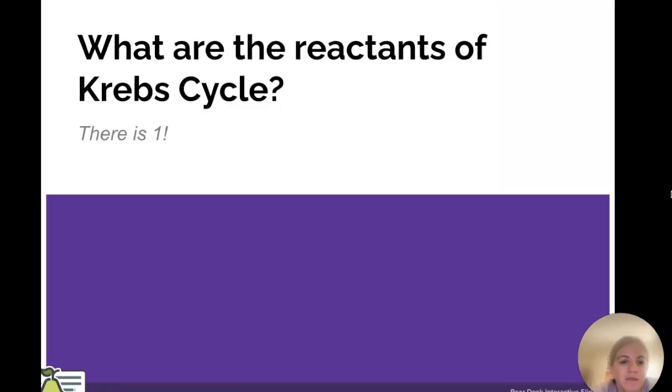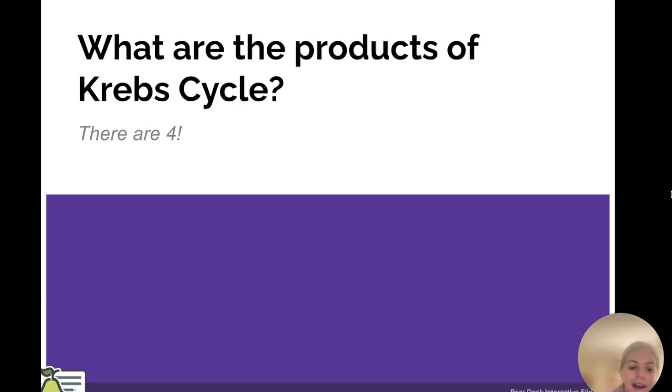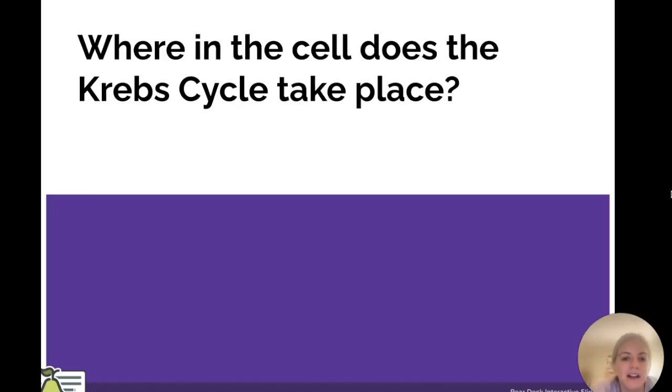Now you can quiz yourself. What are the reactants of the Krebs cycle? There is just one. If you guessed acetyl-CoA, you are right. What are the products of the Krebs cycle? This one's tough. There are 4. If you guessed ATP, NADH, FADH2, and carbon dioxide, then you are right. Where in the cell does the Krebs cycle take place? If you guessed the mitochondrial matrix, then you are right.